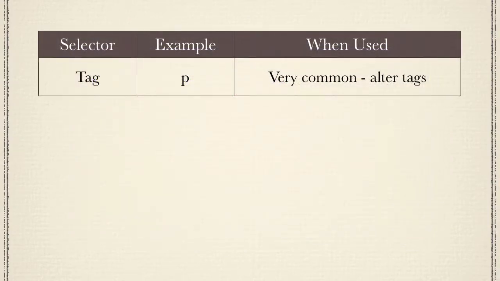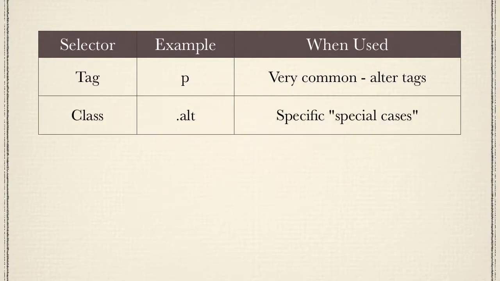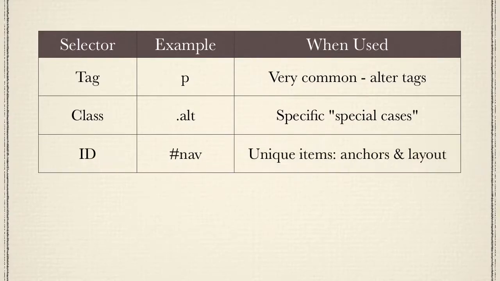As a quick review, let's go ahead and look at our selectors. We have the tag selector, such as P. This is very common. It's used to alter tags. We have our class selector, such as .alt, to make an alternate look for a specific class of paragraphs, used not as often generally. We have IDs. Those are for unique items, either anchors like we've used them before, or some layout, which we'll get a little touch of this unit, and then we'll look at a lot more next unit.